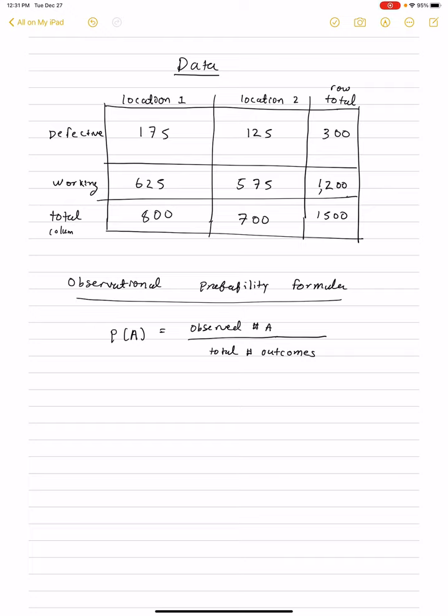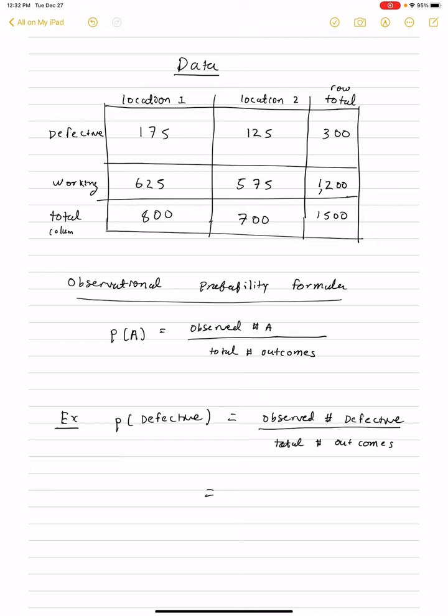So, for example, if we were asked to calculate the probability of defective, well, this is going to be the observed number of defective divided by the total number of outcomes. The observed number of defectives, it doesn't specify a location. So it could be location 1 or it could be location 2.